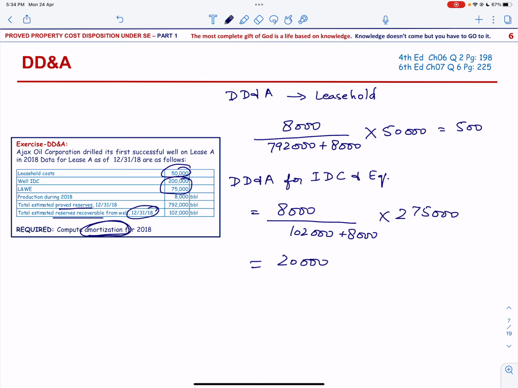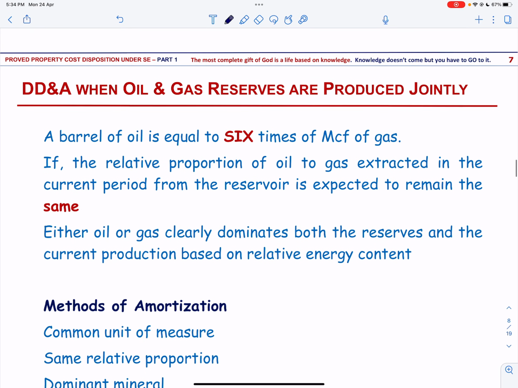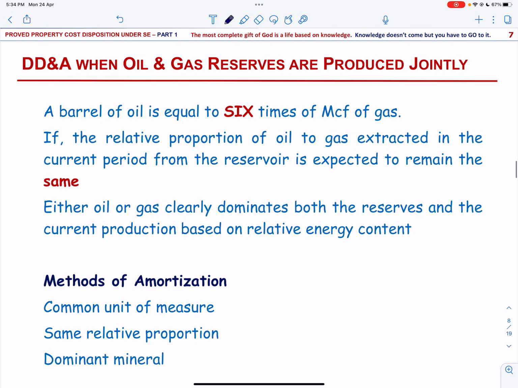Next, let us talk about DD&A when oil and gas reserves are produced jointly. And just keep one thing in mind, that a barrel of oil is equal to 6 thousand cubic feet of gas. So most reservoirs contain both oil and gas, and it is therefore necessary to convert oil and gas reserves and oil and gas produced to a common unit of measure based on relative energy content.